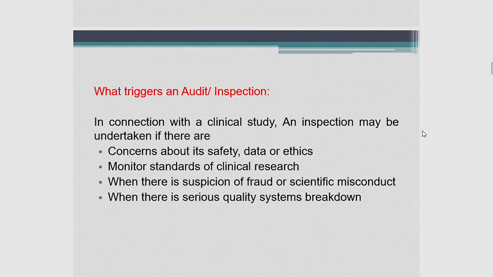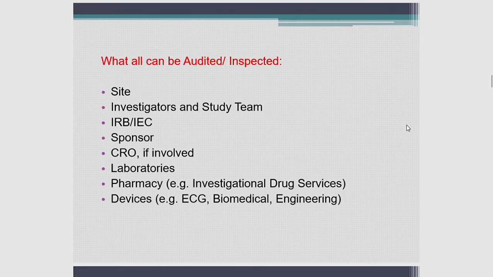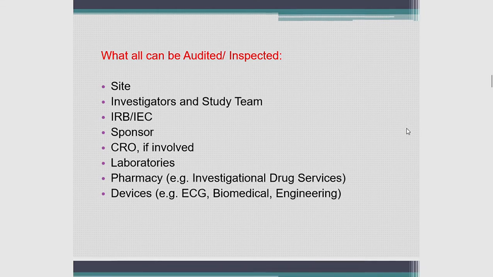What triggers a GCP audit? In connection with the clinical study, an inspection may be undertaken if there are concerns about safety, data, or ethics, to monitor standards of clinical research, when there is a suspicion of fraud or scientific misconduct, or when there is a serious quality system breakdown. What all can be audited or inspected? First of all, the site and investigators and study team, IRB, sponsor, CRO, laboratories, pharmacies, devices.